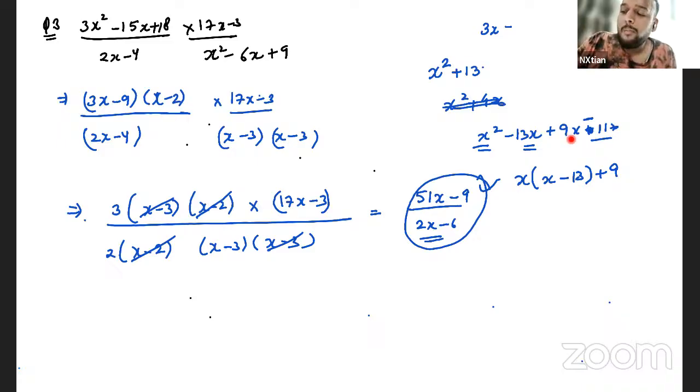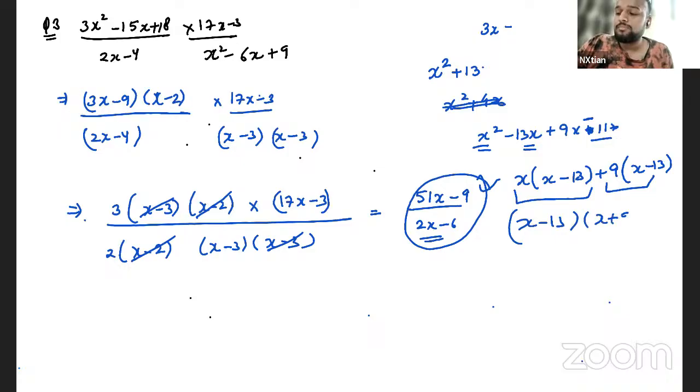What is the common between these two numbers? 117 will also come in the table of 9. Okay, so it will be like this: 9 into x minus 13. Now what is the common between these two terms? x minus 13 and x plus 9. Yeah, I got the same answer. That is correct. Now do the next one.